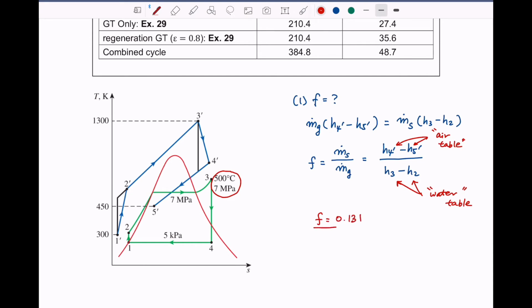Okay, so what it means is that if you make 1 kilogram of air, we have 0.13 kilogram per second of steam. Okay. Now, how can you calculate the thermal efficiency? So thermal efficiency, again, is defined as net work divided by Q in. So we have to calculate the net work and Q in.